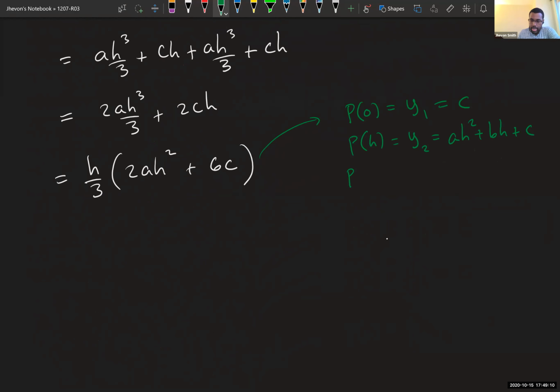If I plug in minus h into the parabola, that gives me y0, but I also know that that's what I get if I plug in h minus h into the general form of the parabola. What I can do is add these two. And so this would mean that y0 plus y2 is going to be equal to 2ah squared plus 2c.